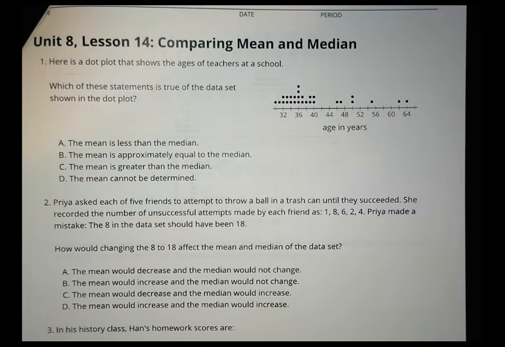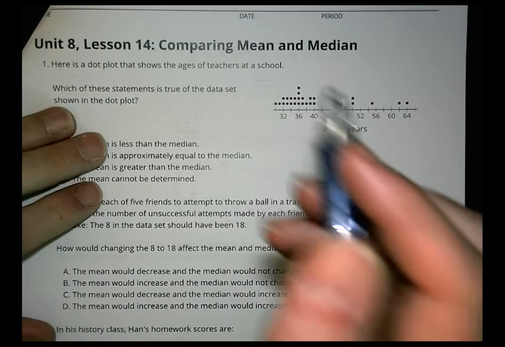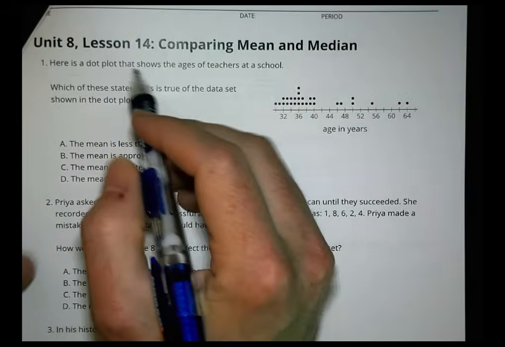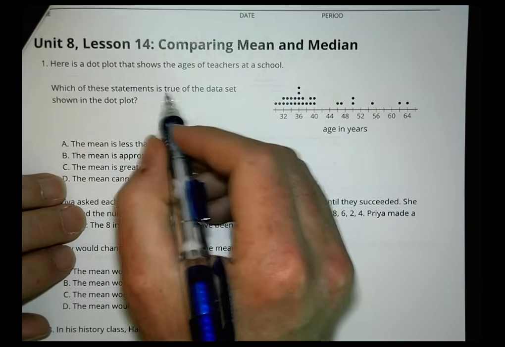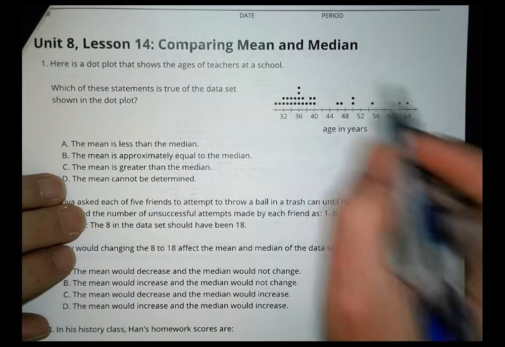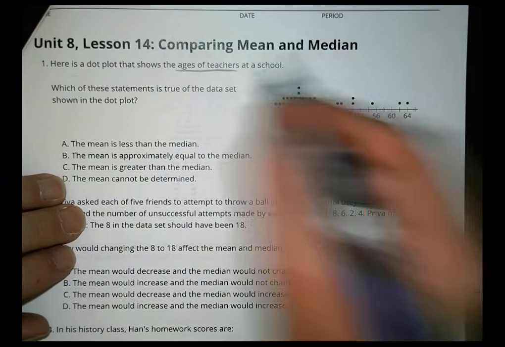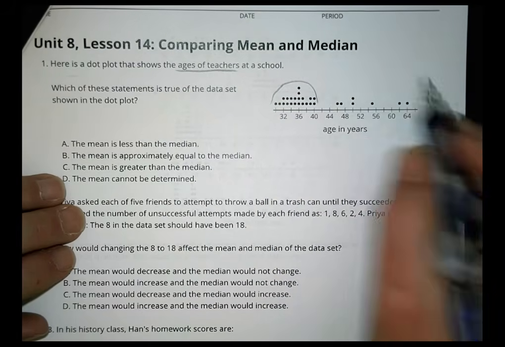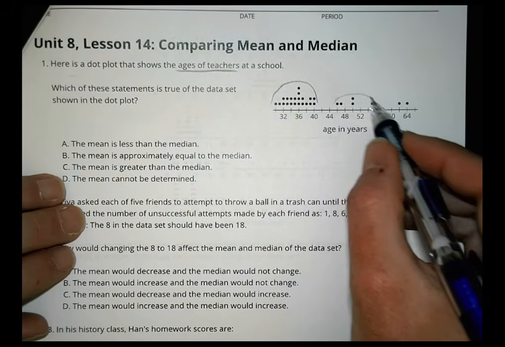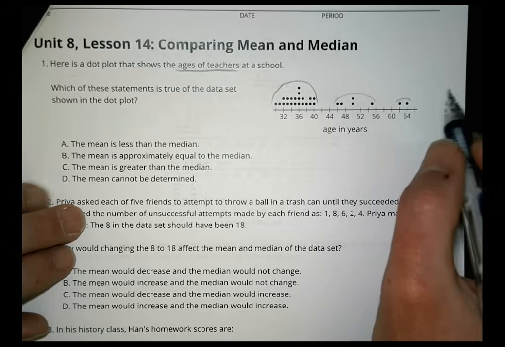All right, welcome to your homework for lesson 14, comparing mean and median. So here's a dot plot that shows the ages of teachers at a school. Which of these statements is true of the data set shown in the dot plot? So this is the ages of teachers at the school. We have a cluster here between 30 and 40, and then we have some sprinkled up here and some up here.